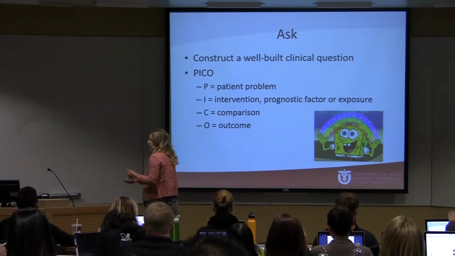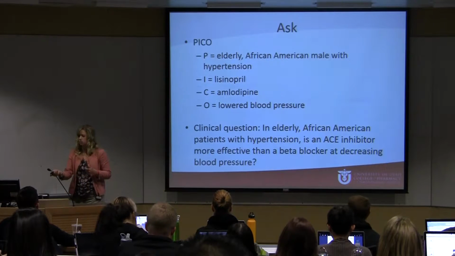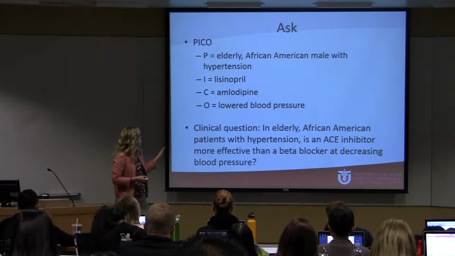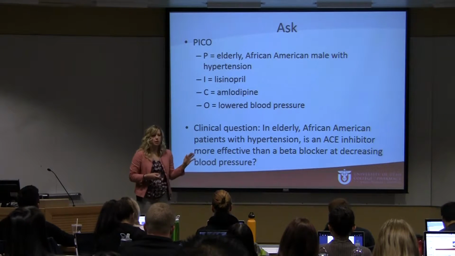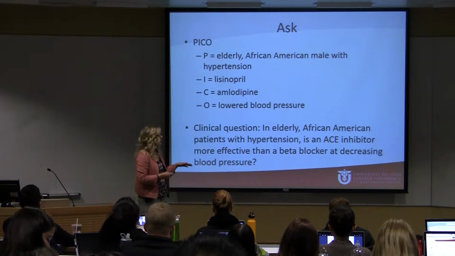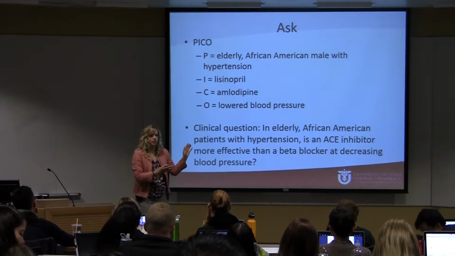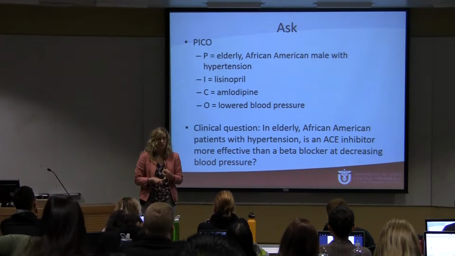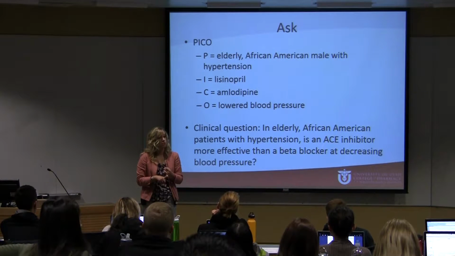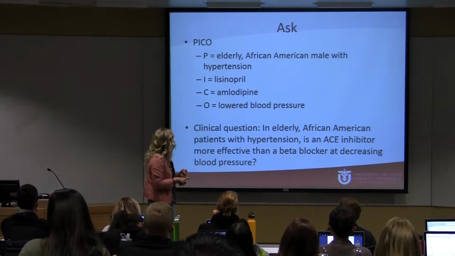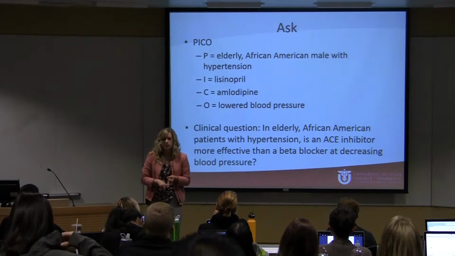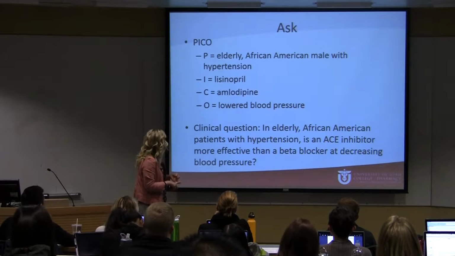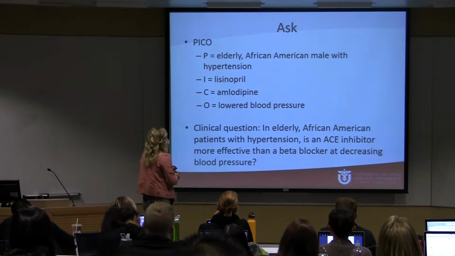So if we go through this example, P. So our patient is an elderly African American male with hypertension. So that's the patient problem, patient scenario, right? We need to be specific. So we need to know that this is an African American patient. That makes a difference, right? And sometimes in what we would recommend for blood pressure. Elderly. That makes a difference in what our goal is for our blood pressure. So it's important to include those things and the fact that he has hypertension.